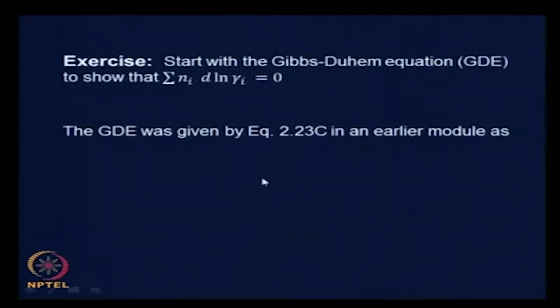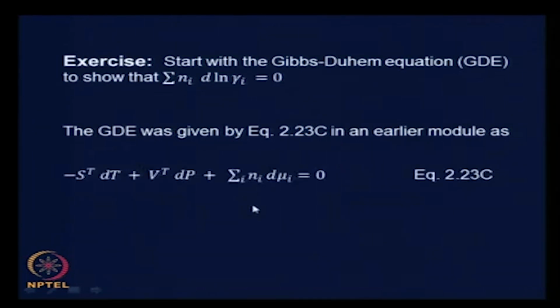We know that the Gibbs-Duhem equation, which was given as 2.23C in an earlier module, the second module, is minus S_t dT plus V_t dP plus sum over N_i d mu_i equals 0. Just check the sign here, I think it is a negative. This is a simultaneous variation of temperature, pressure and the chemical potential, if you recall that special aspect about this equation.